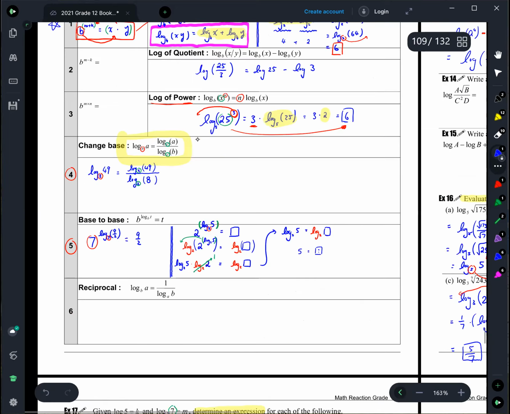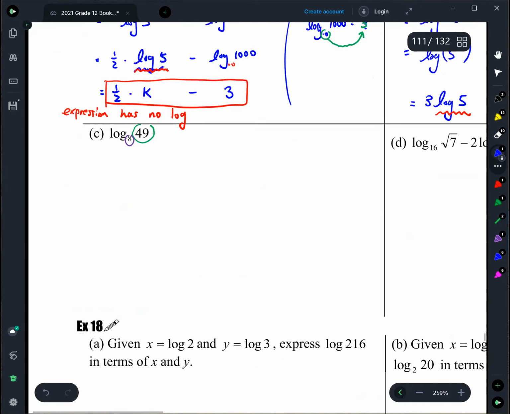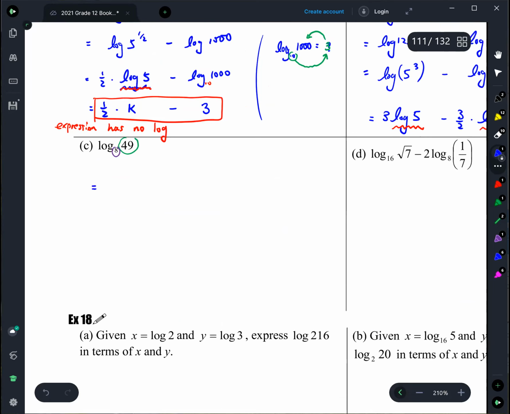Okay, so go back to here, right? Go back to the question. I'm gonna do the same thing. We change base into 2. Okay, do this because of our law, okay? Thanks to the law. So we have 49 on the top, 49 and 8.